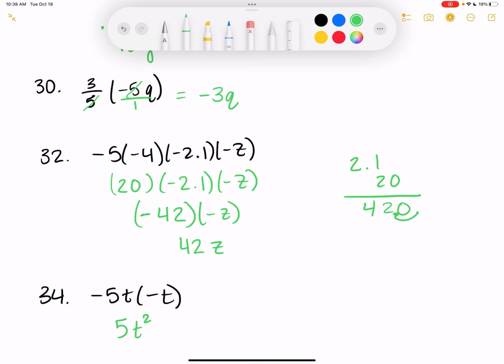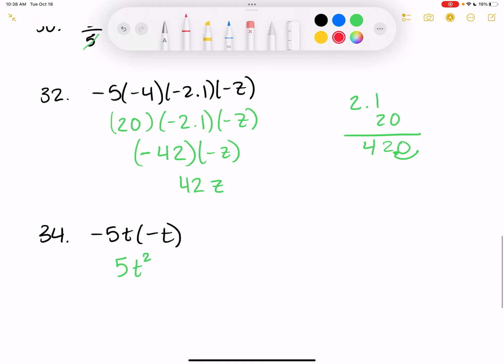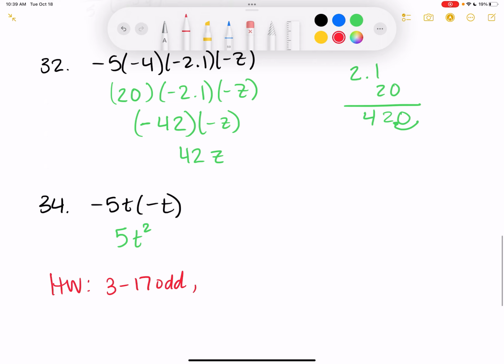All right. So 3 through 17 odd. And some of them, when they are dealing with fractions, they rewrite them as mixed numbers. You can just leave them improper. I'm an improper fraction person. I know it's weird, but I am. And then the stuff that we just did, 29 through 35 odd as well.